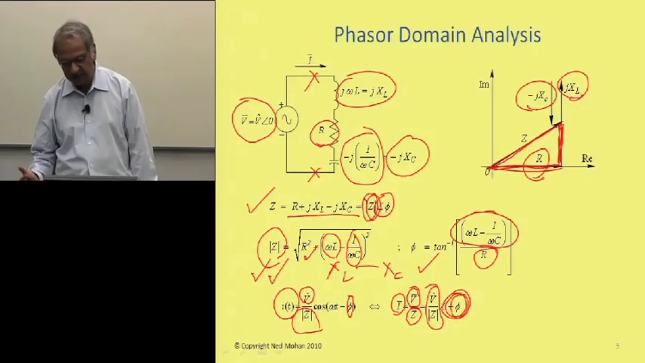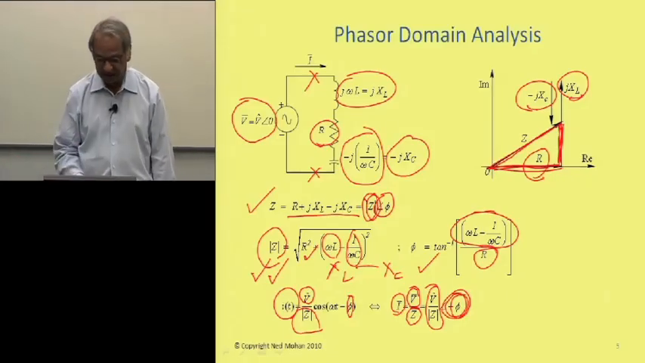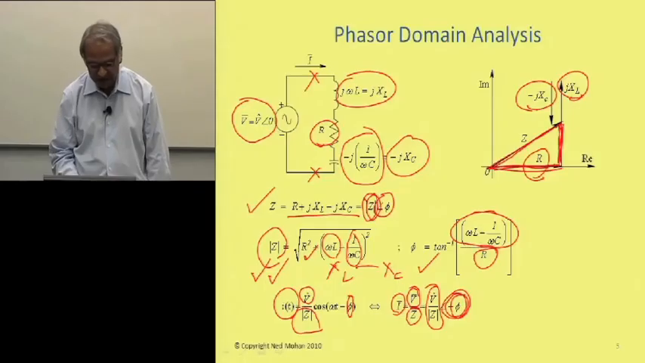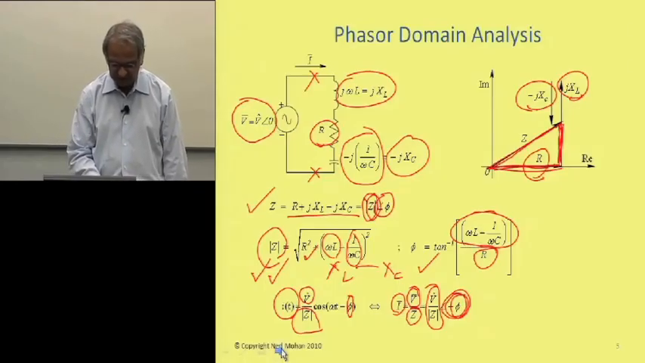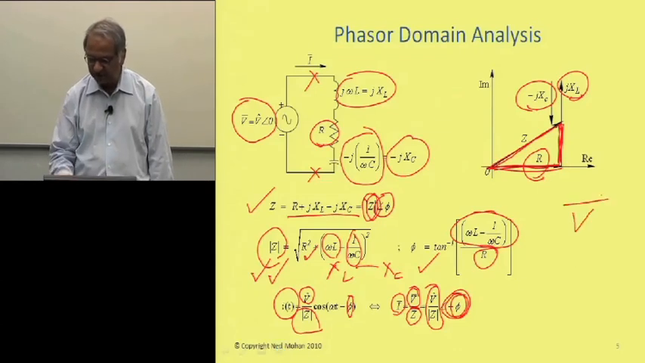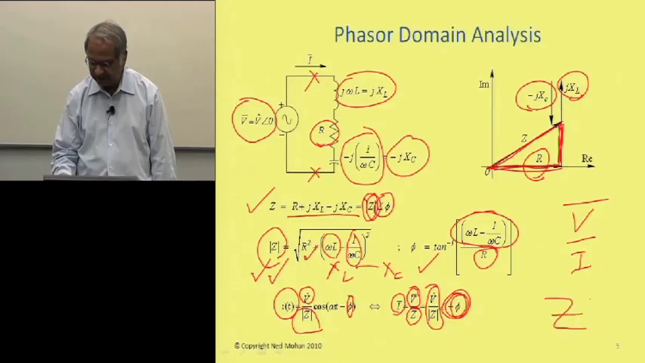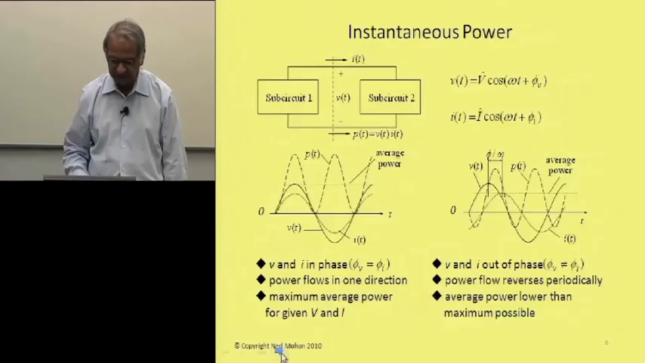So rather than going and solving that second order differential equation, we can just do this in phasor domain, and we will get the expression that we are looking for. The important thing to remember is that this voltage is a phasor, this current is a phasor, but this impedance Z is not a phasor. It's just a complex quantity here.